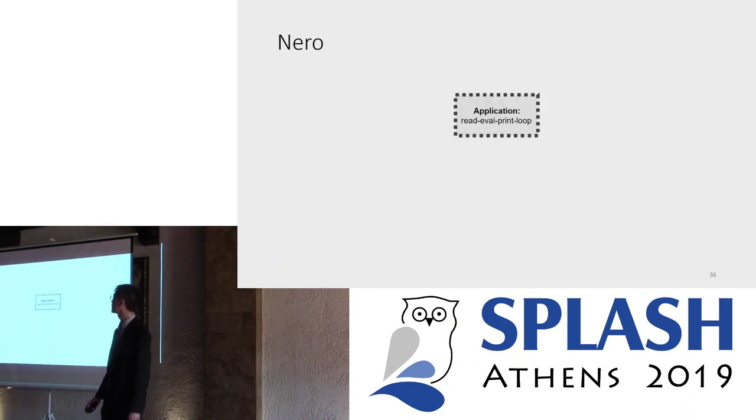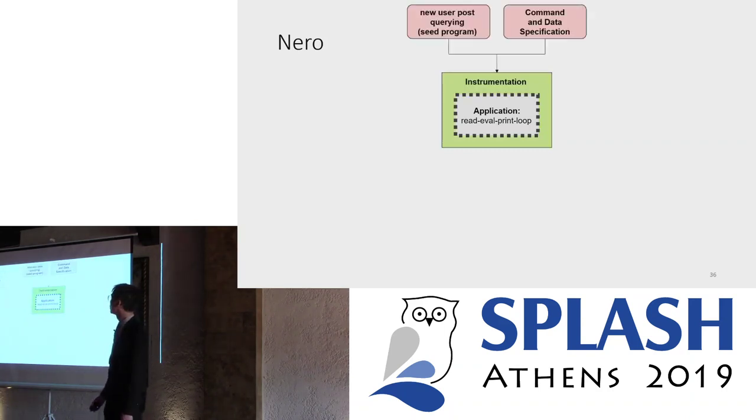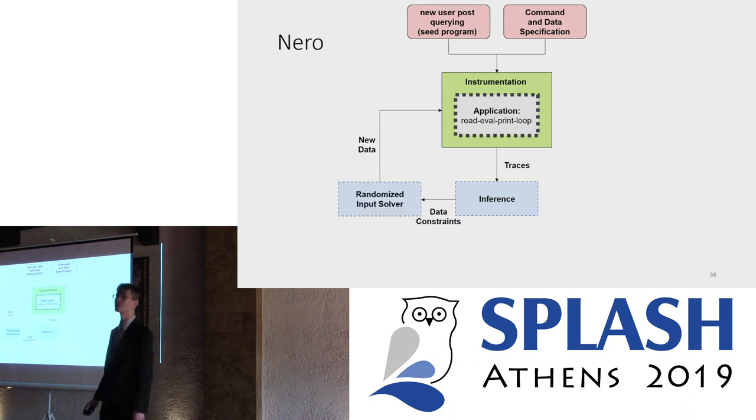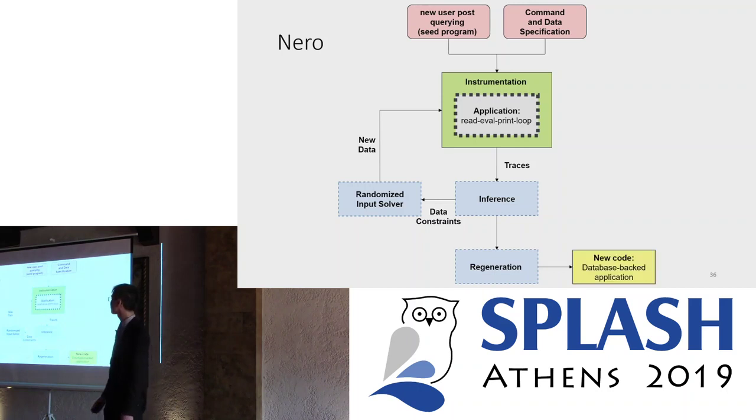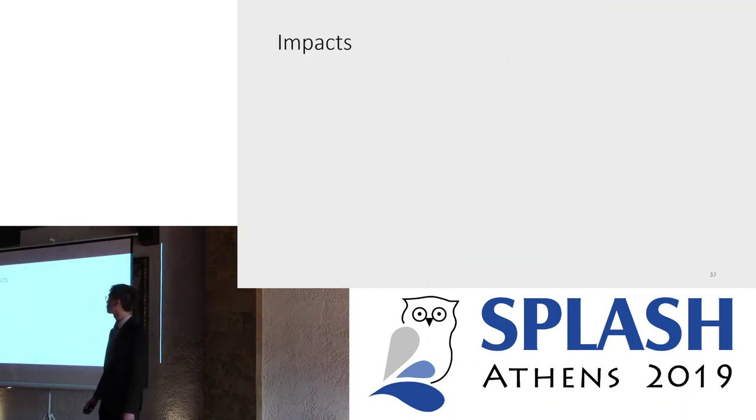So what NERO does is you have an application that has a read, evaluate, and print loop, and we perform instrumentation around the lists and dictionary implementation. We give it a seed program, which is the initial Python program that has the functionality you require, and you give it a command and data specification about the function prototypes. We obtain traces from the instrumentation, and that's sent to inference. Inference then gives constraints on new randomized inputs to send back to the application. And then we repeat the inference until it's complete, and then we perform regeneration and get our new database back to the application.